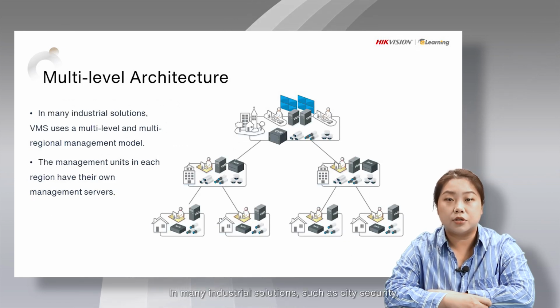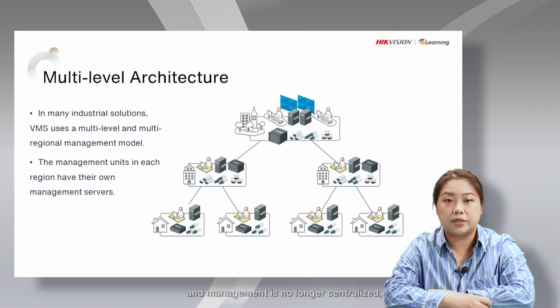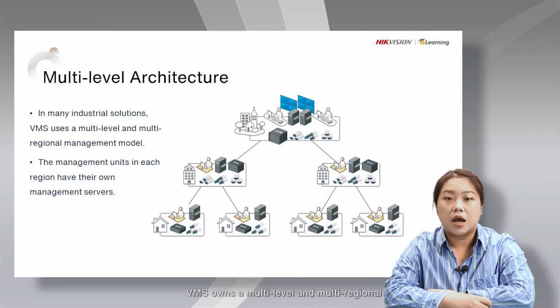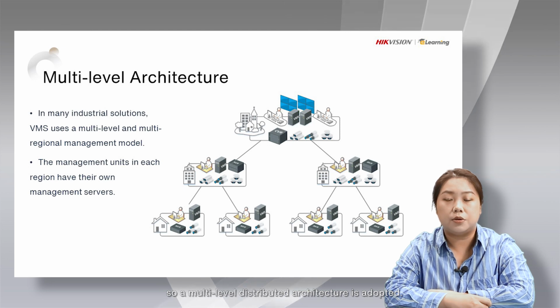In many industrial solutions, such as city security, chain retailing, and etc., there are not only hundreds of cameras, and management is no longer centralized. VMS owns a multiple-level and multi-regional management model, so a multi-level distributed architecture is adopted.